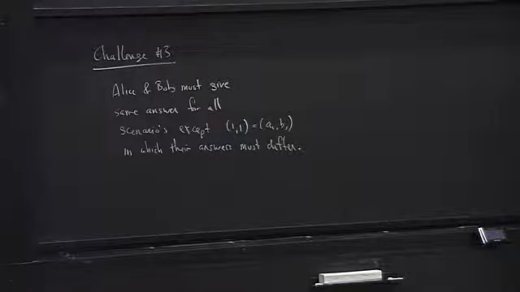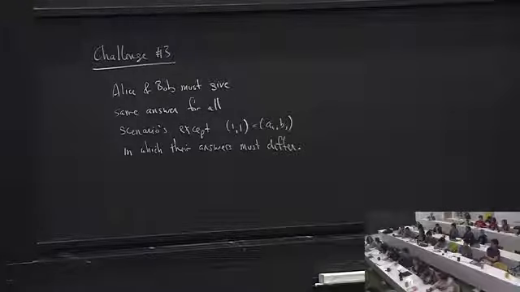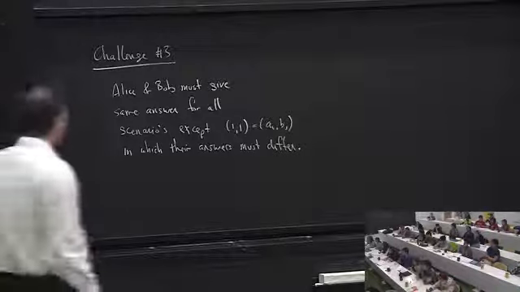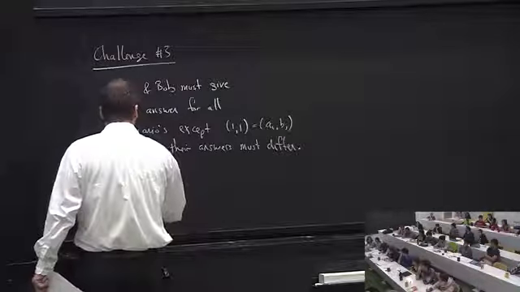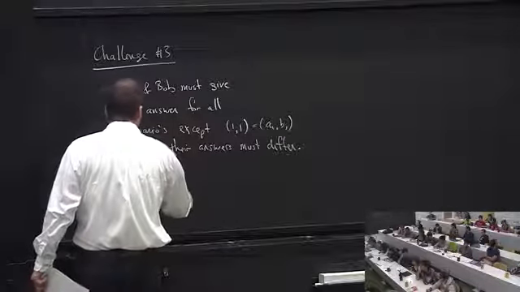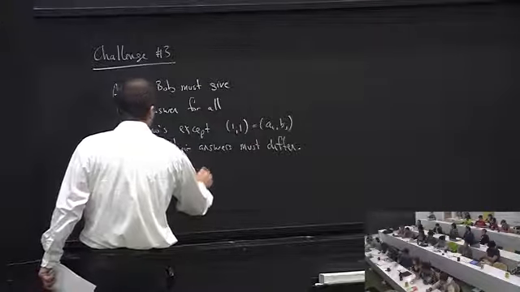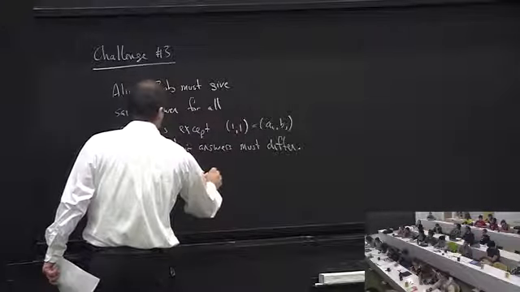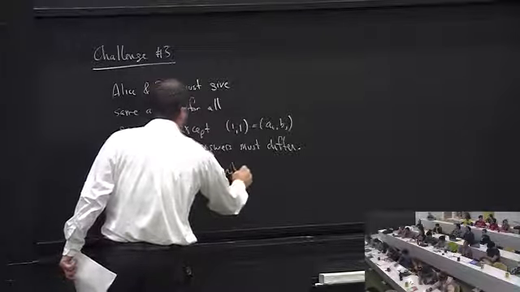I'll give you 30 seconds. What's the optimal success probability? 3/4. Wow, you guys are good. Okay, optimal success probability is 3/4. So they can't win all the time.